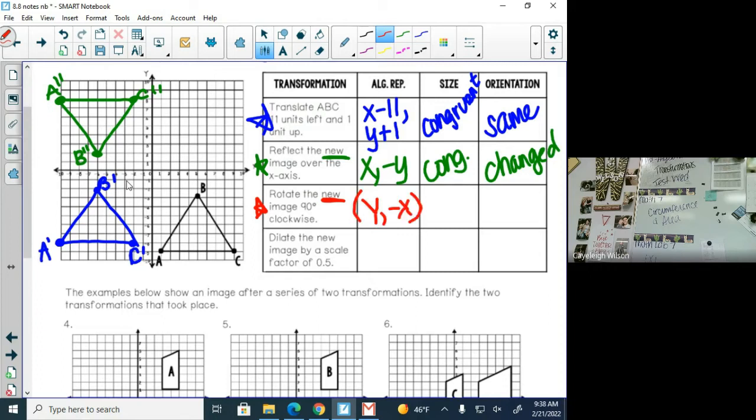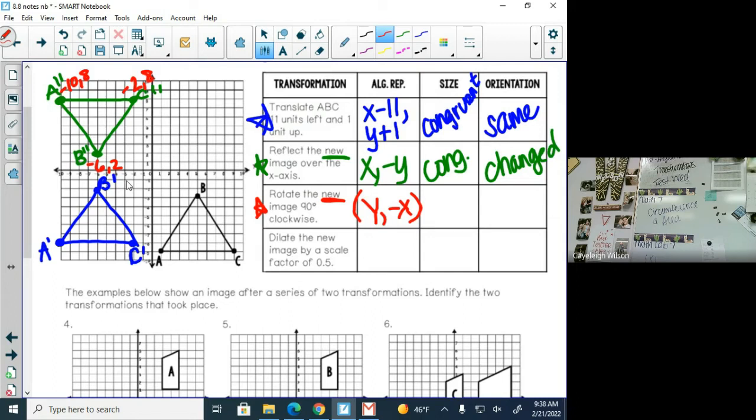So when I have to graph a rotation, I would find the ordered pairs first. I know that this is at -10, 8. This one's at -2, 8. And this one's at -6, 2. So I'm going to switch them and make the x become opposite.